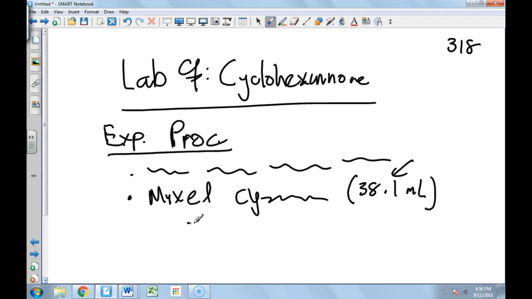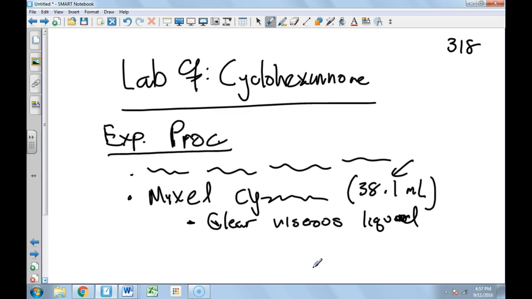But then below it, what you can do is you can say clear viscous liquid. That gives me an idea of what cyclohexanol looks like. It's clear and it's thick. Okay, maybe it's yellow. Maybe it is smelly. Okay, pungent is a good word.